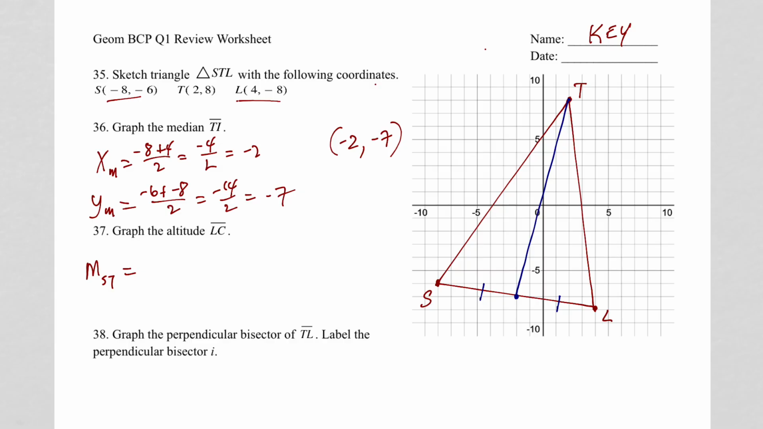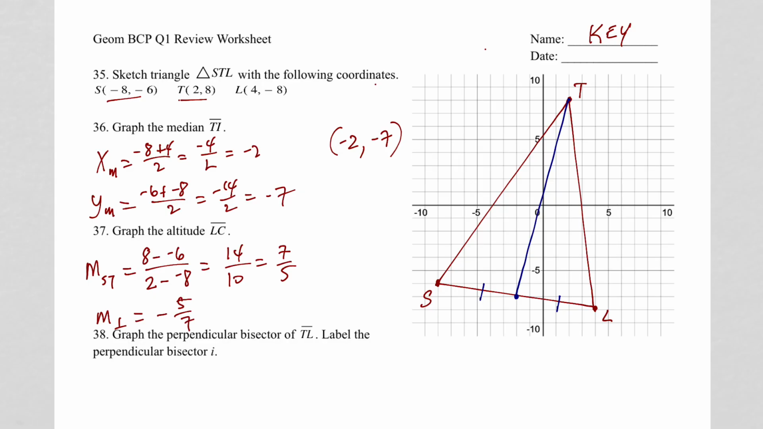and this time I'm looking at these 2 points. So it's y2 minus y1, which is 8 minus a negative 6 over x2 minus x1. x2 is 2, x1 is negative 8. So this is a plus. We have 14 over 10. So this is 7 over 5. So the slope of the perpendicular is negative 5 over 7.